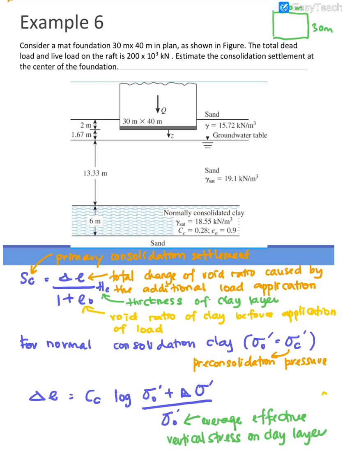Alright, the total dead load and live load on the raft, Q, is 200,000 kilonewton. Estimate the consolidation settlement at the center of the foundation.